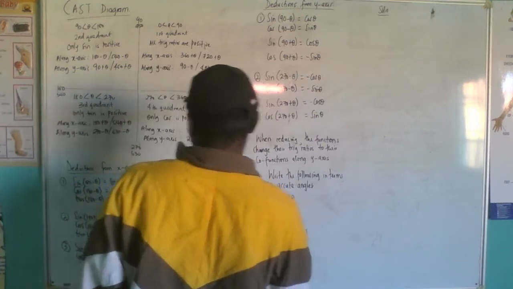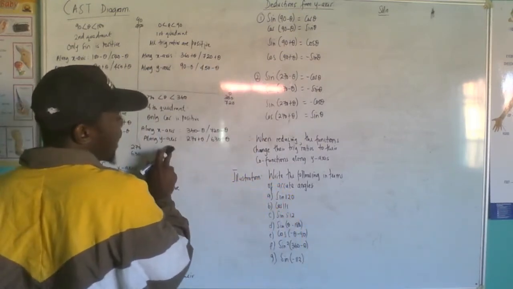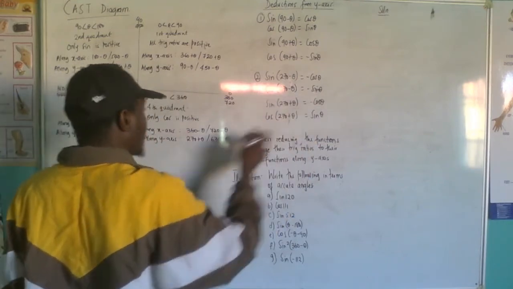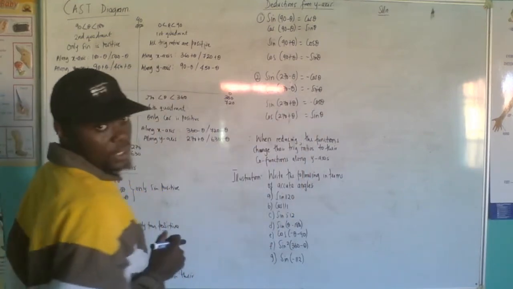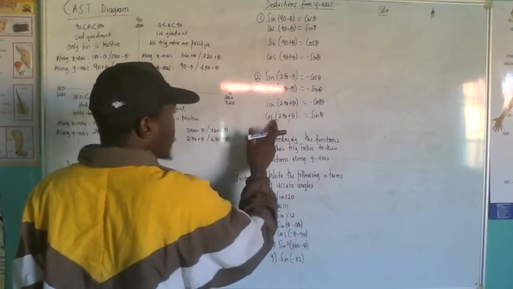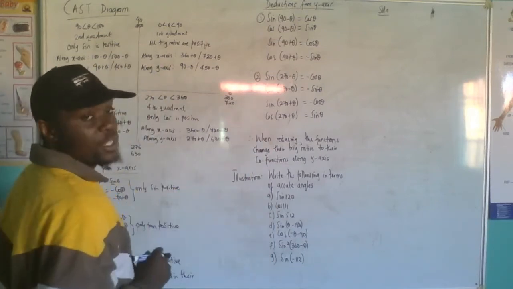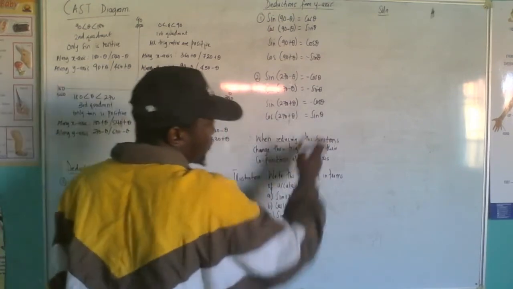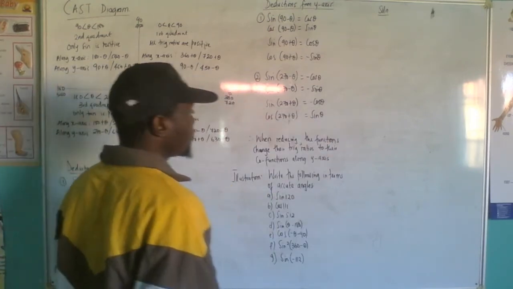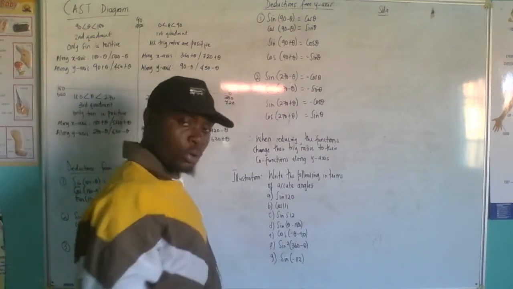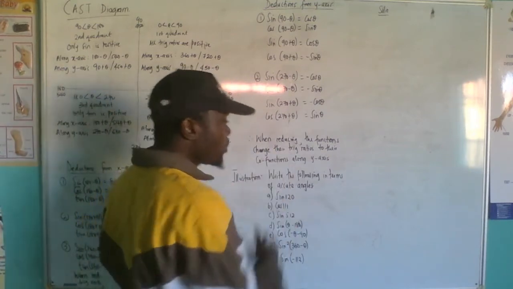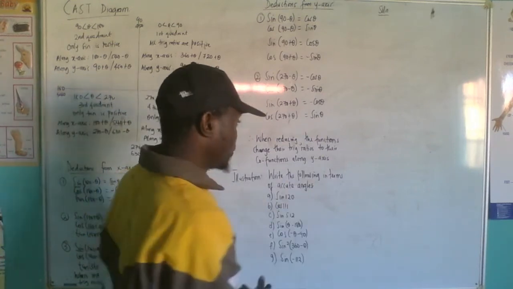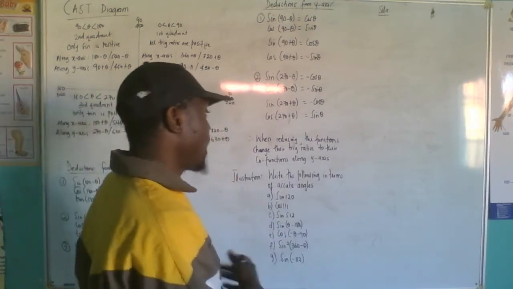In the fourth quadrant, the same thing. Sine in the fourth quadrant is negative, so you have the negative, but then sine will change to its co-function, which is cos theta. The same applies to cos. Cos in the fourth quadrant is positive, so it will remain positive, but it will change to its co-function, which gives you sine theta. In conclusion, when you are reducing, the functions change their trig ratios to their co-functions along the y-axis.